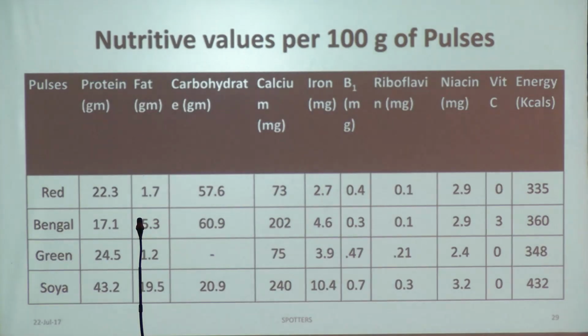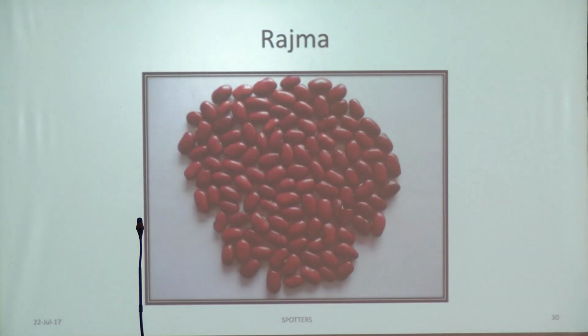Ragi, this is not important. Okay, Rajma, this is important. How to identify? Obviously, you know it is bigger in size and almost bean shaped.